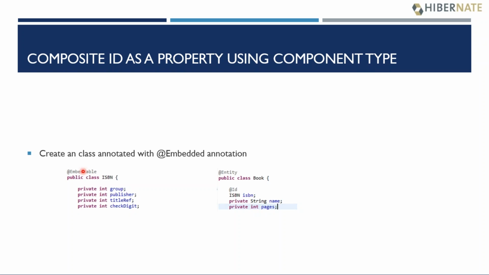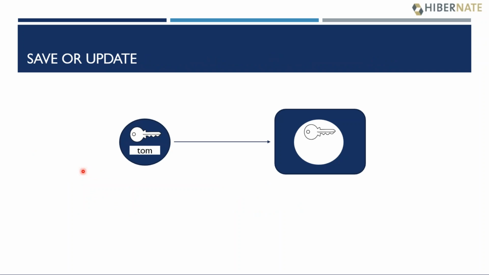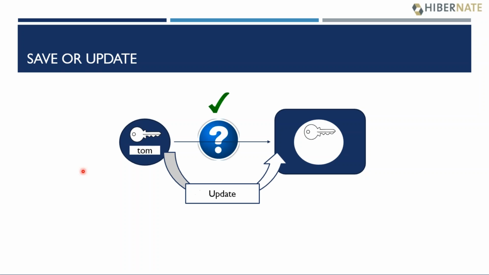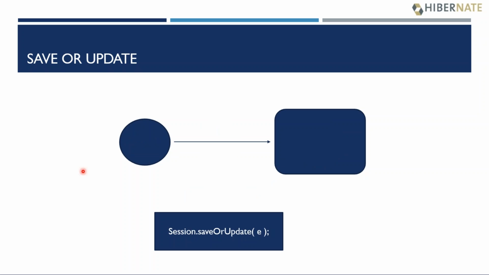So if you're using the class as a primary key, it should be annotated with @Embeddable. Now, when you want to save or update the object, we have a function called saveOrUpdate, session.saveOrUpdate. So when will Hibernate call the save function, and when will Hibernate call the update function?